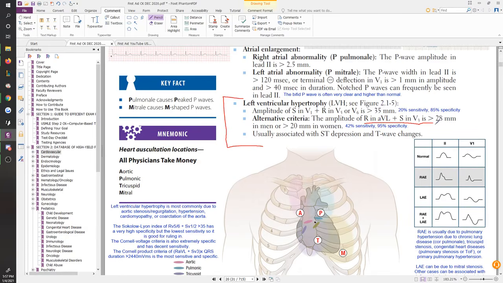And on top of that, there's different criteria for men and women. Once again, this isn't exactly something that has high sensitivity. It's a little better than the first thing, but specificity-wise, it's pretty good. So it's definitely something that could possibly be diagnostic. But all in all, and I'll be honest about it, left ventricular hypertrophy is not something you really diagnose just based off of these basic things, right?